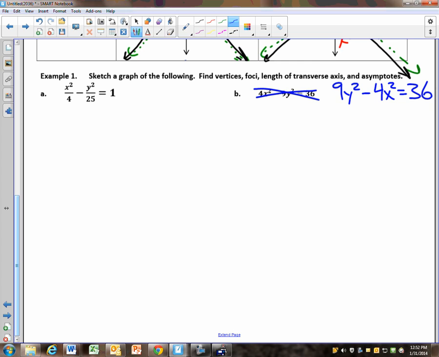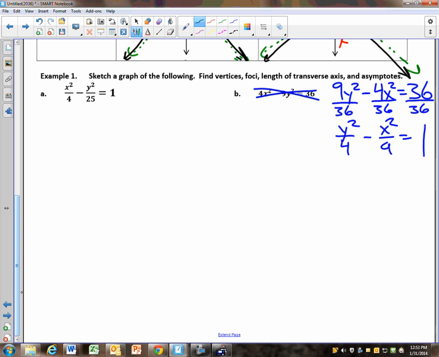I can't use that equation, though. What do I got to do? Divide by 36. Nine y squared over 36 reduces to y squared over 4. 4x squared over 36 reduces to x squared over 9 equals 1. How do you know that this is vertical and not horizontal? X is negative, y is positive, so therefore it is a vertical hyperbola.